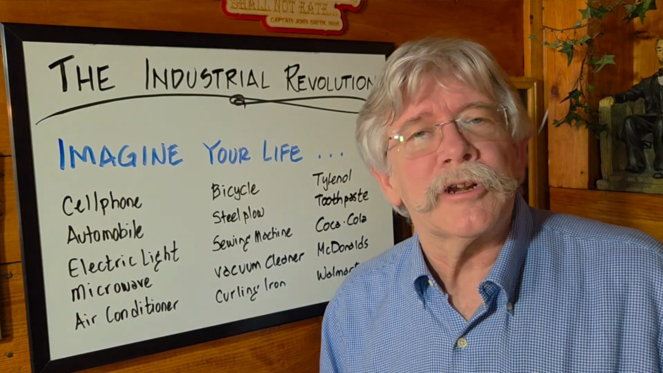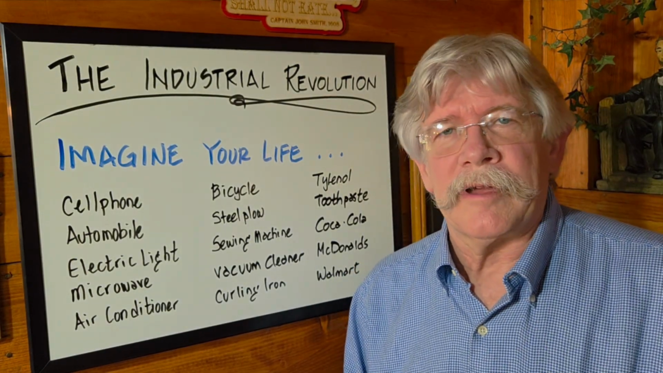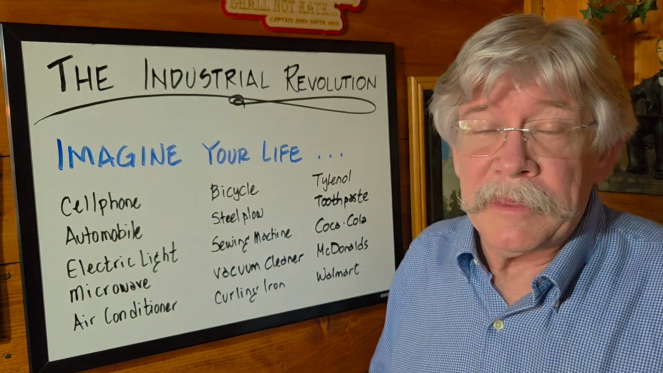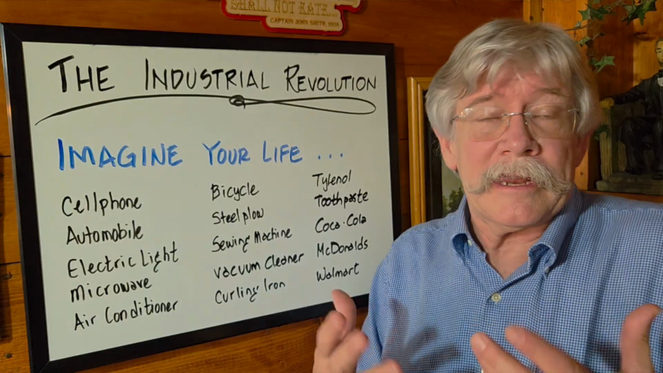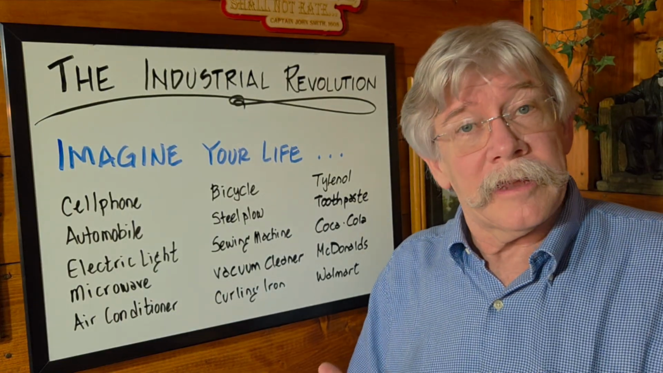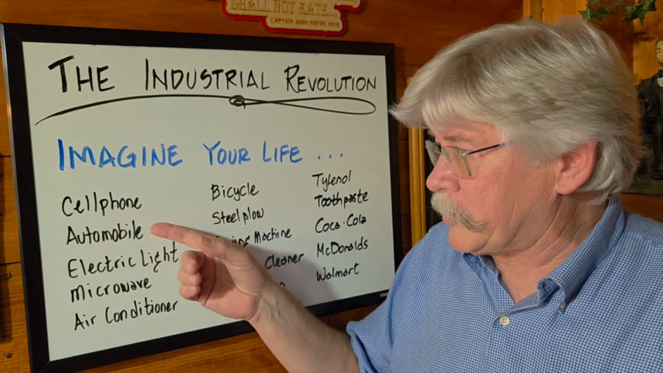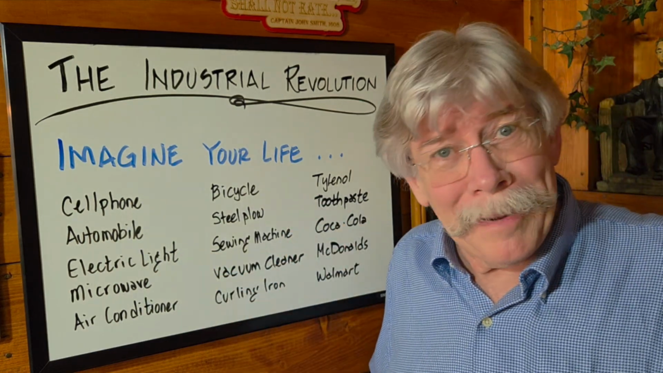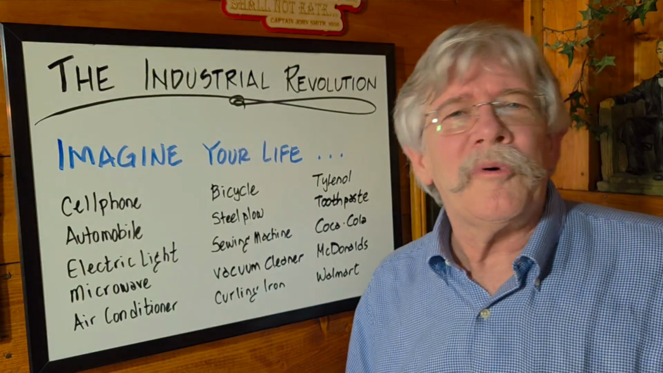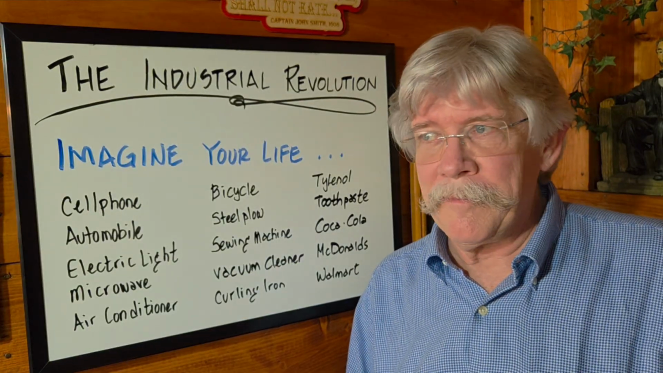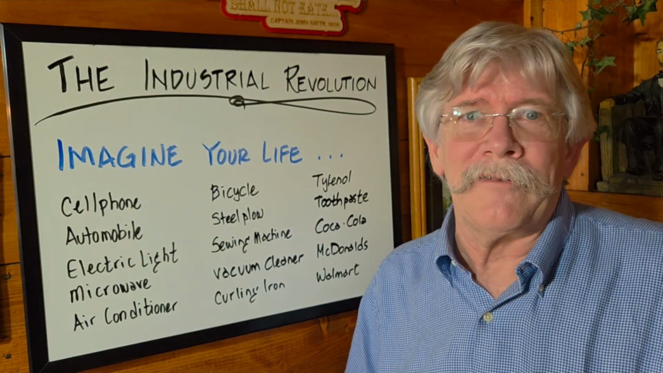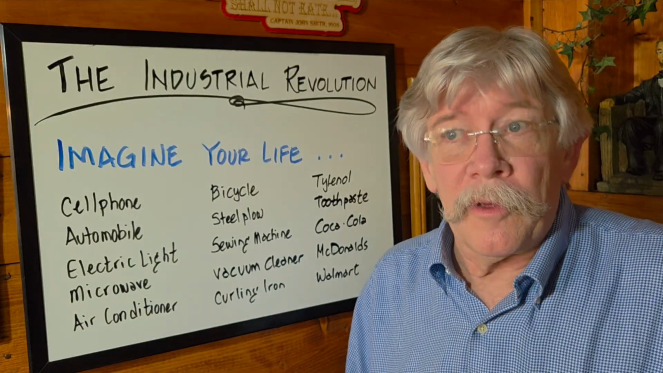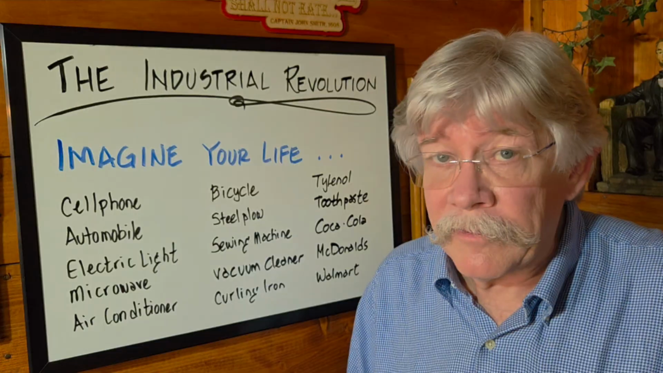All right, so let's give a little conclusion to this story of the Industrial Revolution. Without the Industrial Revolution, imagine what your life would be without things that are possible because of the Industrial Revolution, right? From your cell phones to the automobile, the electric light, microwave, air conditioner, your bicycle, the steel plow. Well, who cares about the steel plow? Well, that makes all the food that we have in the United States easier to grow. Therefore, we can have more of it.